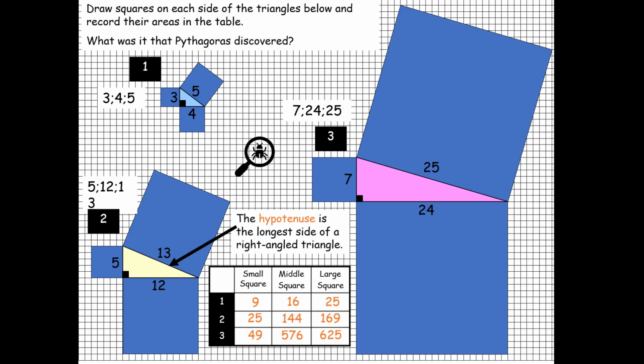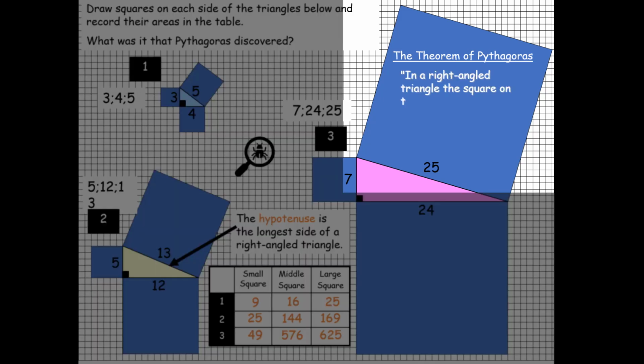What do we notice? There's no relationship between just the sides, 3, 4, and 5, or 5, 12, and 13, but there is a relationship between the squares. Look, if we add the 2 small squares, we get the large square. 9 plus 16 is 25, 25 plus 144 is 169, and 49 plus 576 is 625. There is our relationship.